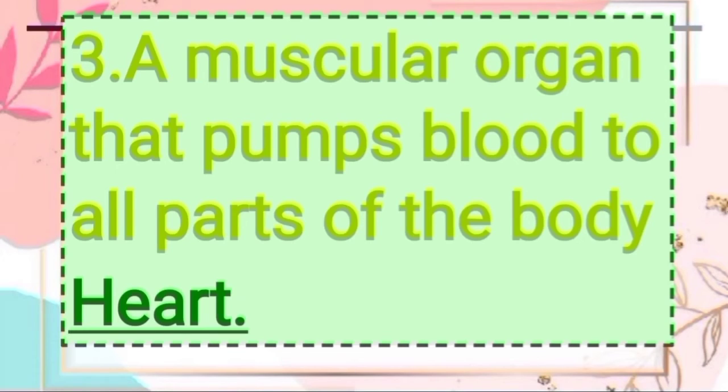All parts of the body. So the question is, a muscular organ that pumps blood to all parts of the body. So as you know, heart, which is part of circulatory system, is a muscular organ that pumps blood to all parts of the body. So answer is heart.